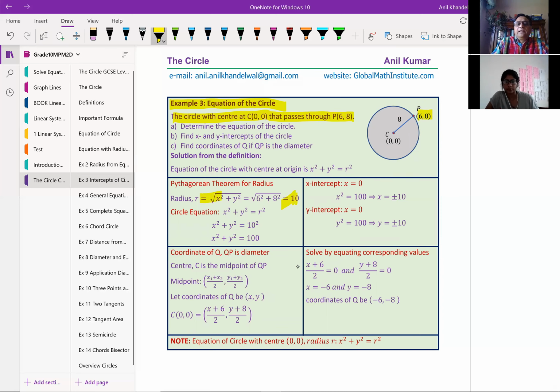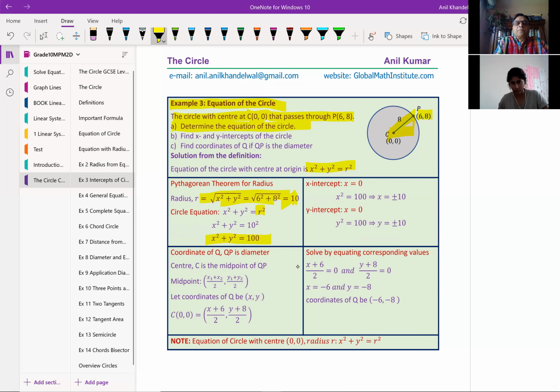So once you find the radius using this Pythagorean theorem, you know the radius, and since we know that the origin is the center, the general equation is x square plus y square equals r square. So it is simple, x square plus y square equals 10 square, 100 is the value. You get the equation of the circle.